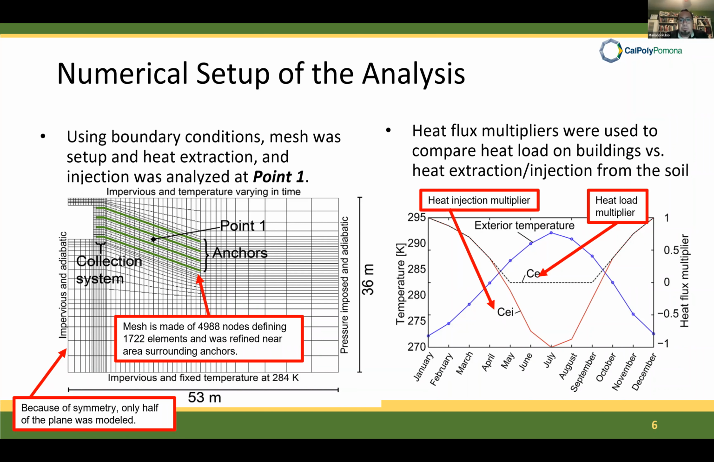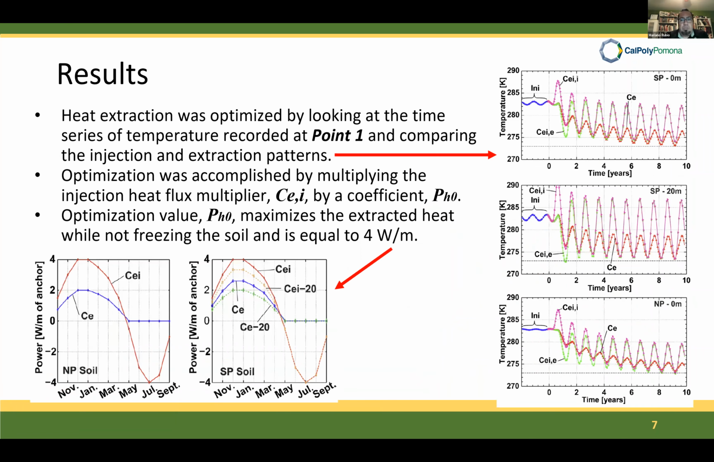Heat flux multipliers were used to compare the heat load on the buildings, and how much actually was extracted and injected from the soil. Now, the results showed that there was a certain amount of heat that was actually able to be extracted during the cold months and injected during the summer months. And so an optimization multiplier was used on the heat flux multiplier. And this actually allowed analysis to be performed without letting the freezing of the soil occur, and a maximum of 4 watts per meter of energy to be extracted.